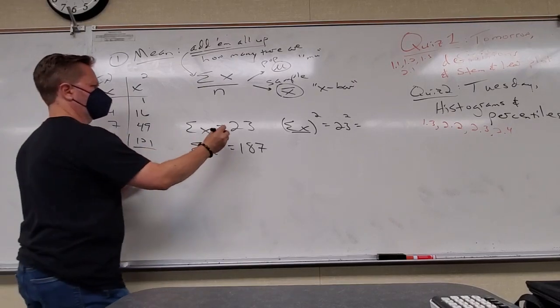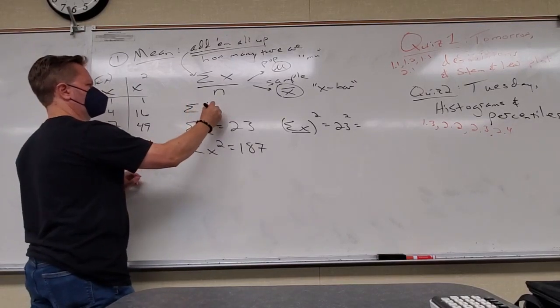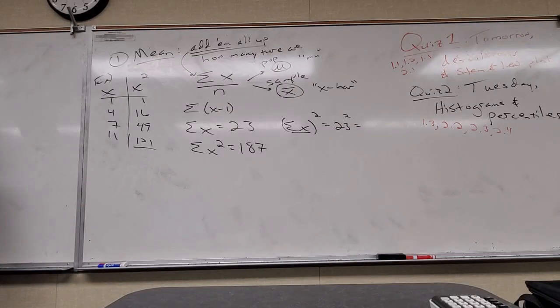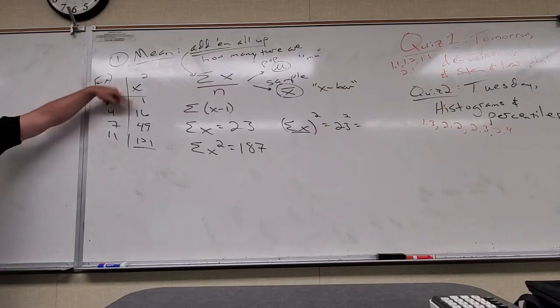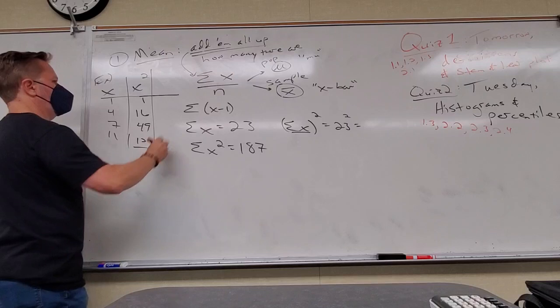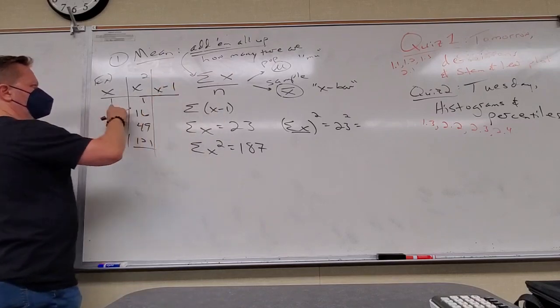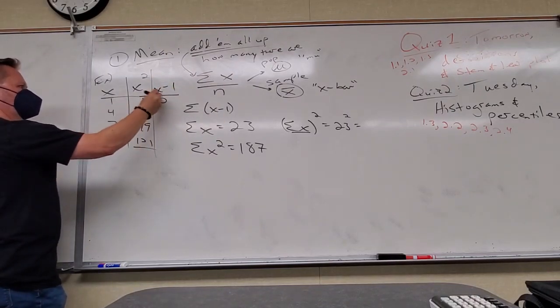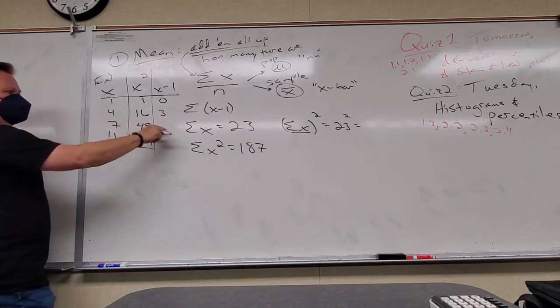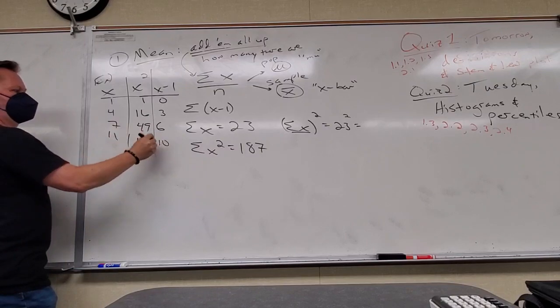So what if I said this? What if I want to know the sum of x minus 1? What would I have to get a list of? Do I have a bunch of x minus 1s? I have a bunch of x's and a bunch of x squares. Do I have a bunch of x minus 1s yet? No. So I have to make a column that matches what this thing needs. So what's x minus 1? 0, 3, 6, 10. What does that have to be?